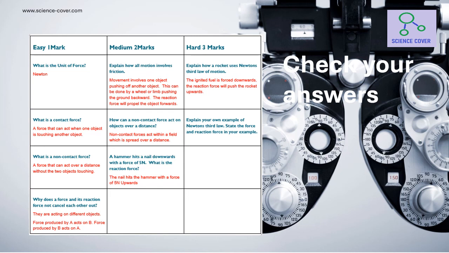A hammer hits a nail downwards with a force of 5 newtons. What is the reaction force? A nail hits the hammer upward with a force of 5 newtons. Explain how a rocket uses Newton's third law of motion. The ignited fuel is forced downwards. The reaction force will then push the rocket upwards.